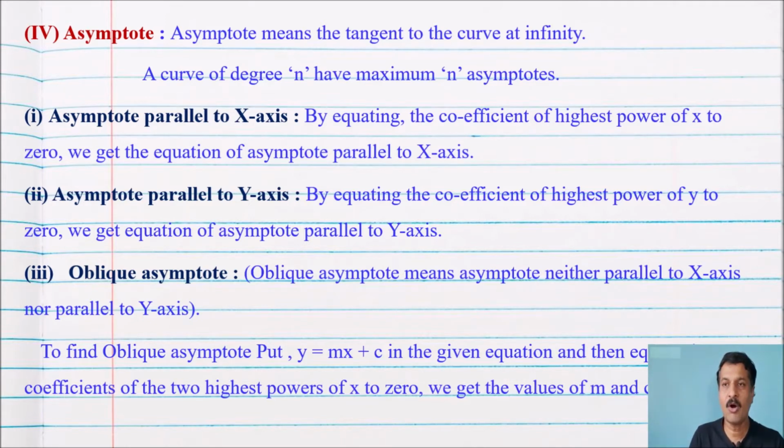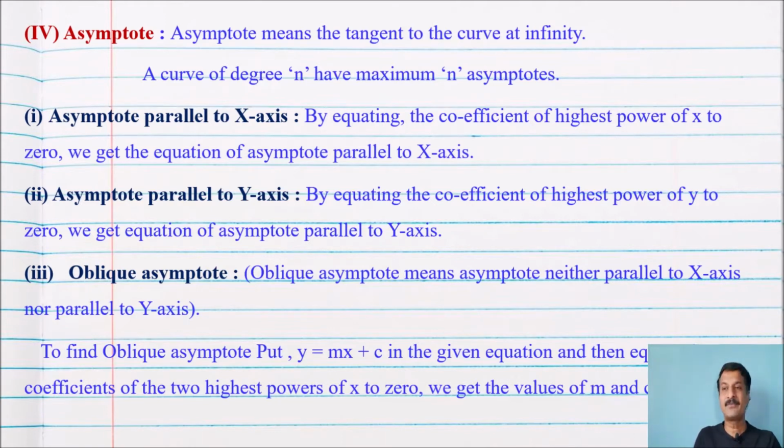A curve of degree n has at most n asymptotes. It means that if the degree is 3, then there will be 0 asymptotes, maybe 1 asymptote, maybe 2 asymptotes or 3 asymptotes, but not more than that. So maximum n asymptotes. Here one by one we will see.